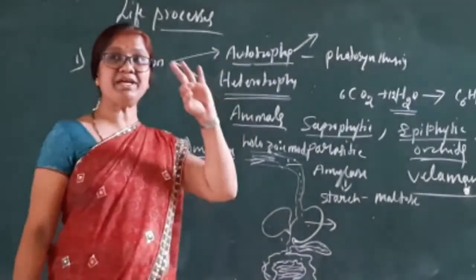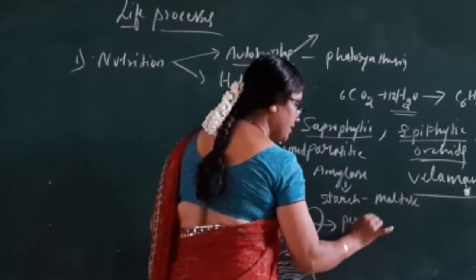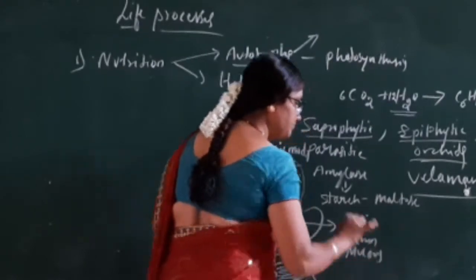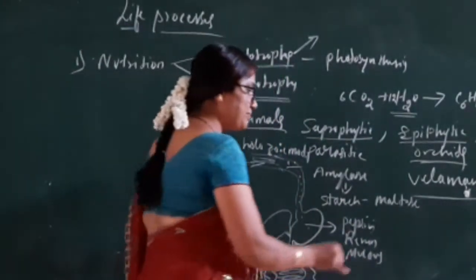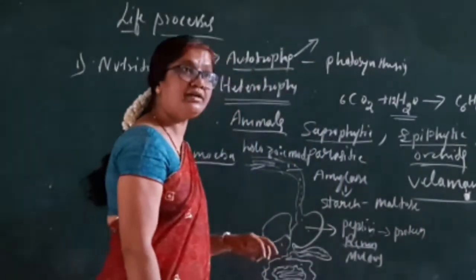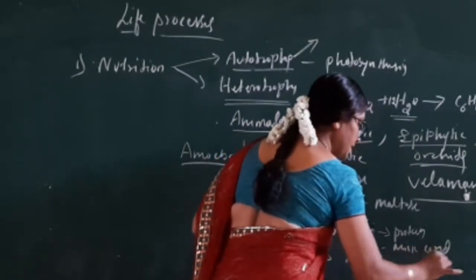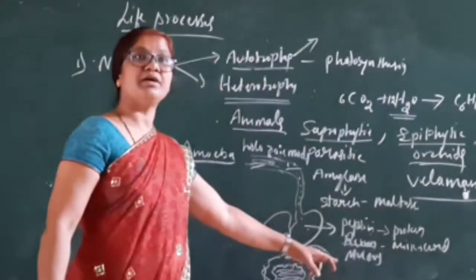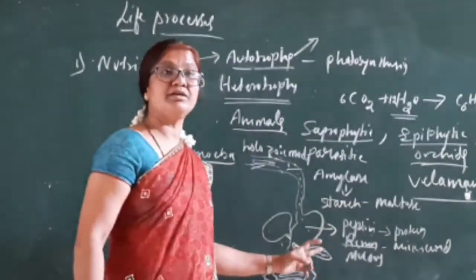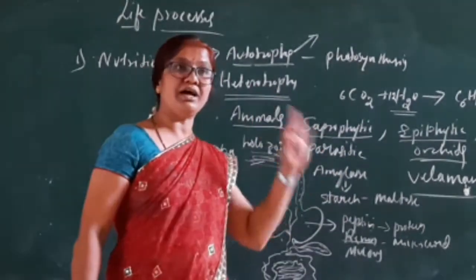In the stomach there will be 3 actions: the role of pepsin, the role of renin, and the role of mucus. What is the function of pepsin? It digests proteins. What is the role of renin? It converts soluble milk into insoluble curd. What is the role of mucus? Mucus protects the inner wall of the stomach from ulcers.